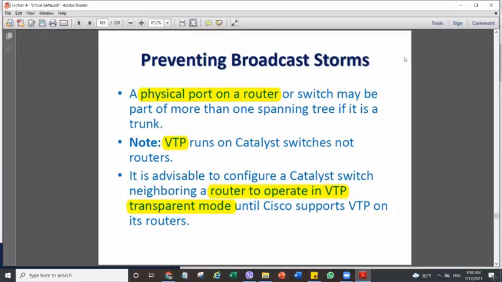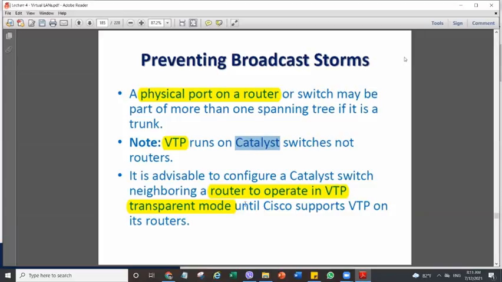However, VTP configuration is available at the catalyst switch and router. Use the transparent mode of the VTP. That means whatever the VLAN creation, all the things are happening at the catalyst switch. I hope you can remember that transparent mode. What are the 3 modes? Client mode, server mode, no? Client mode and server mode.